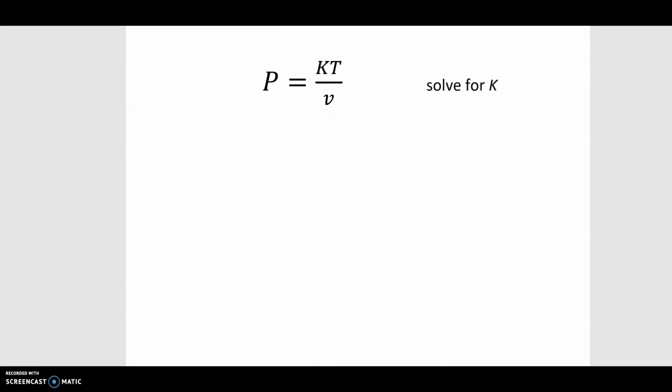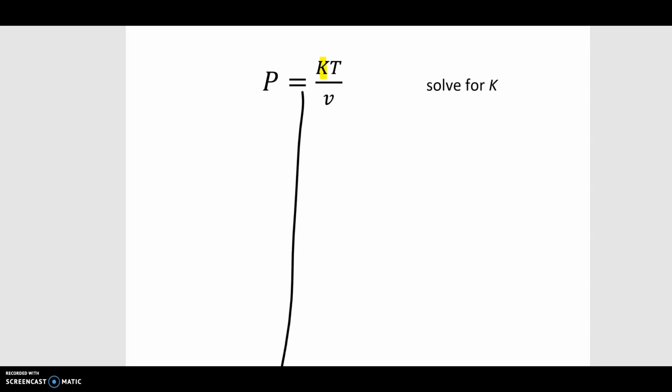has a few more variables in it, so this may be a little bit more difficult, or it looks a little bit more difficult to start off with, but it's still the exact same steps that we were doing. Okay, this one is p is equal to kt divided by v, and we're solving for k. So first thing I want to do is mark which variable I'm solving. I do not want to lose track of that. Now I can start my solving.